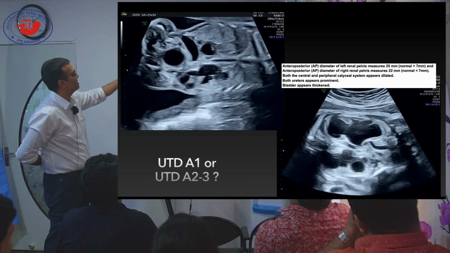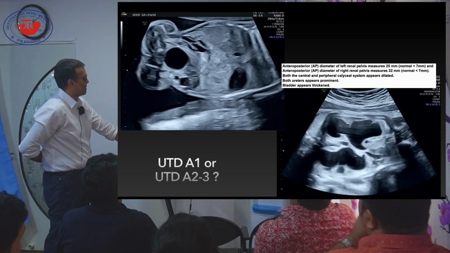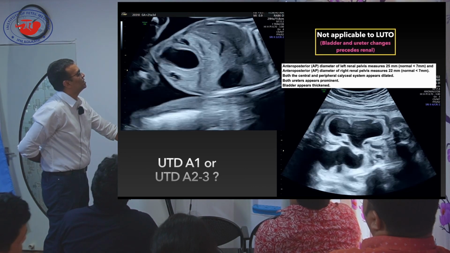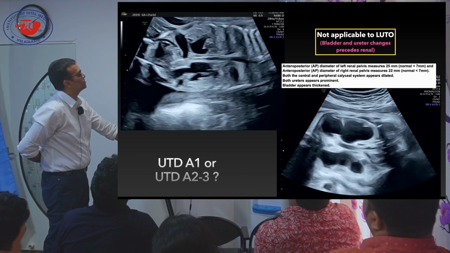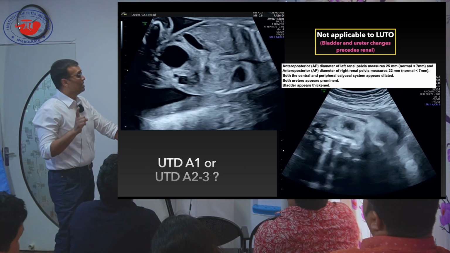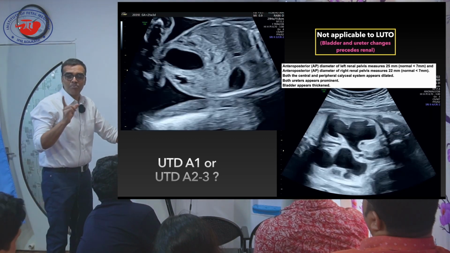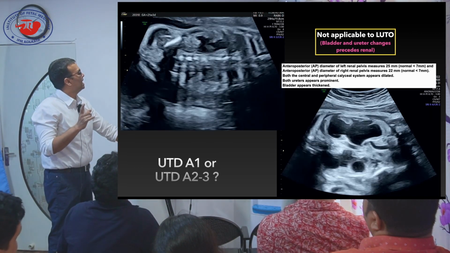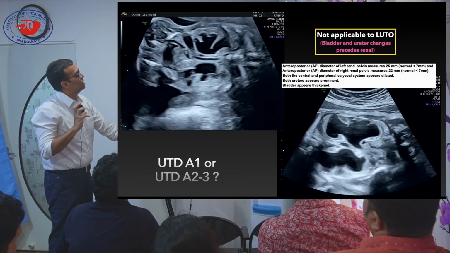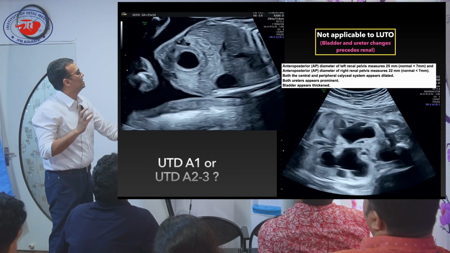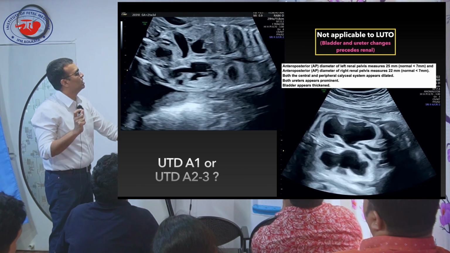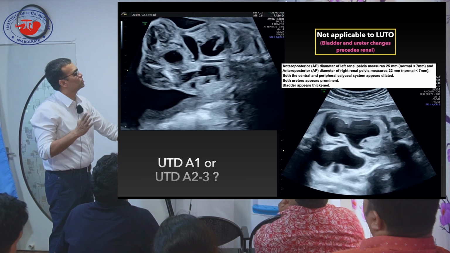So now what is the significance? UTD is not applicable because it was because of the LUTO. Bladder and ureteral changes precede renal changes. So if it is because of the LUTO, the bladder is thickened. And I will show you, gender was also male, so probably because of the posterior urethral valve. If your bladder changes are there, thickened bladder wall, it's mostly because of the LUTO.